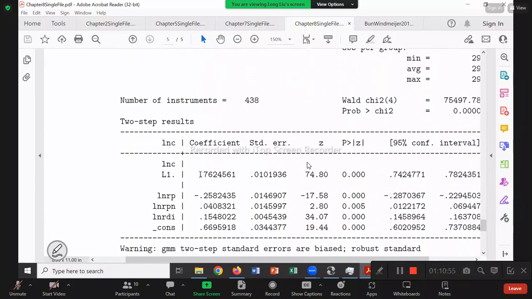And since our Blundell-Bond estimator gives us a coefficient similar to the Arellano-Bond estimator, 0.762, everything is very similar, just a different command. Arellano-Bond, xtabond, right? Blundell-Bond, xtdpdsys, right?